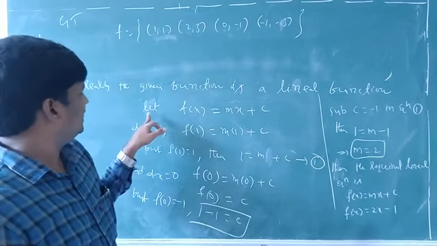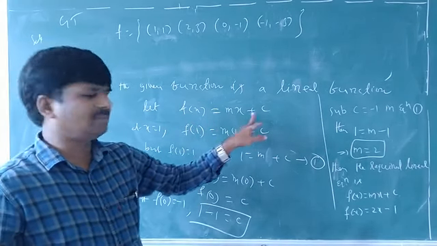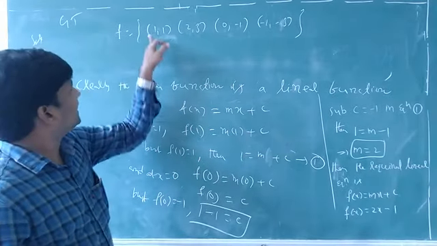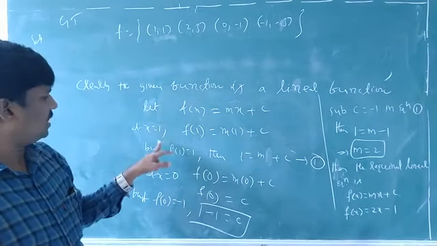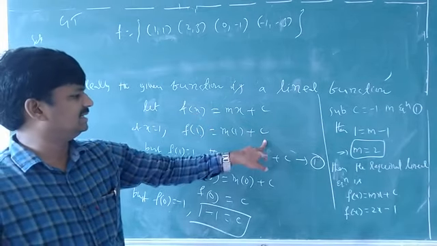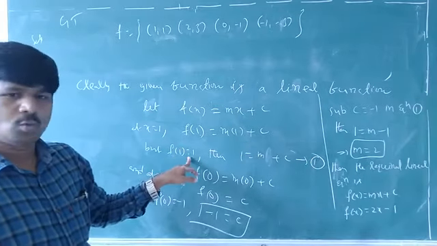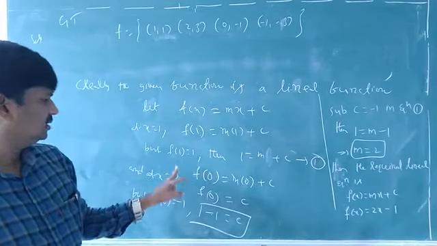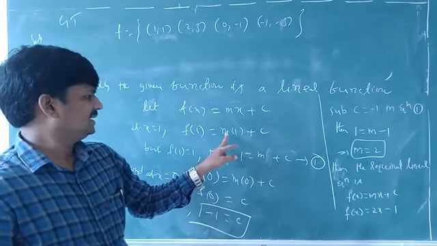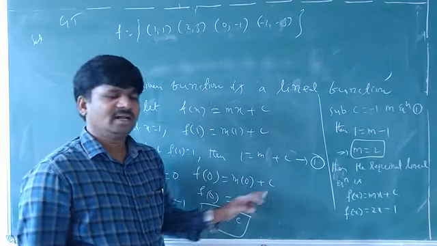Substitute here 1. Let the required linear function I am taking as f of x is equal to mx plus c. Now at x equal to 1 I am taking. So f of 1, substitute here. F of 1 is equal to m into 1 plus c. So m plus c. F of 1 value is 1 only. Then what about this equation? M plus c is equal to 1. Take this as equation 1.